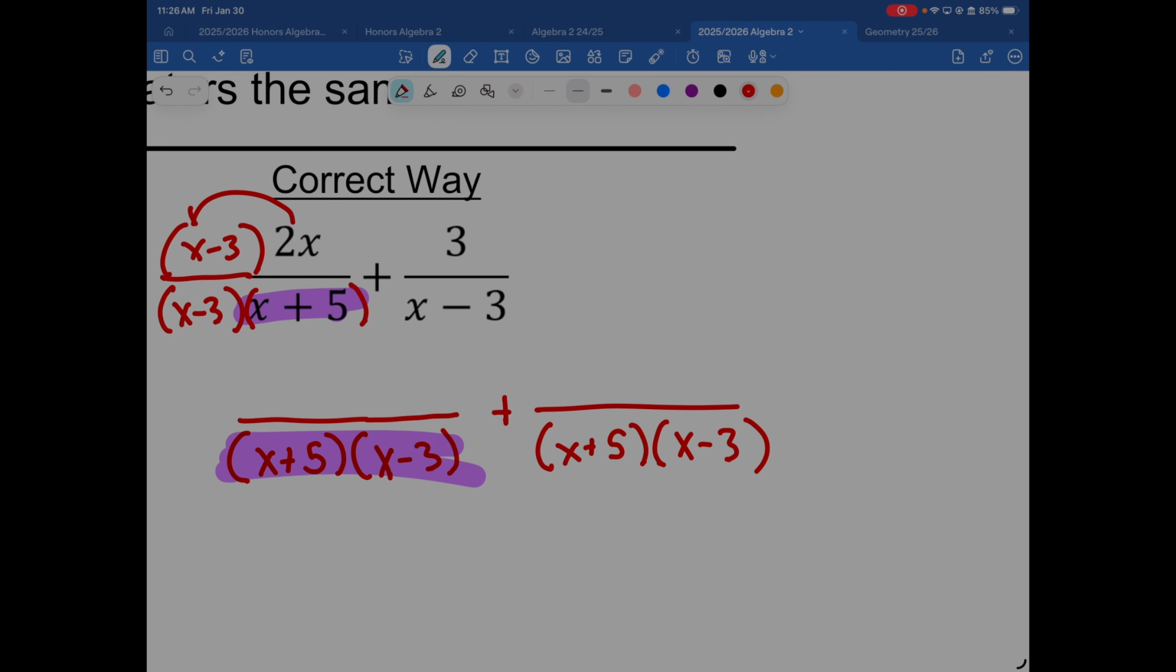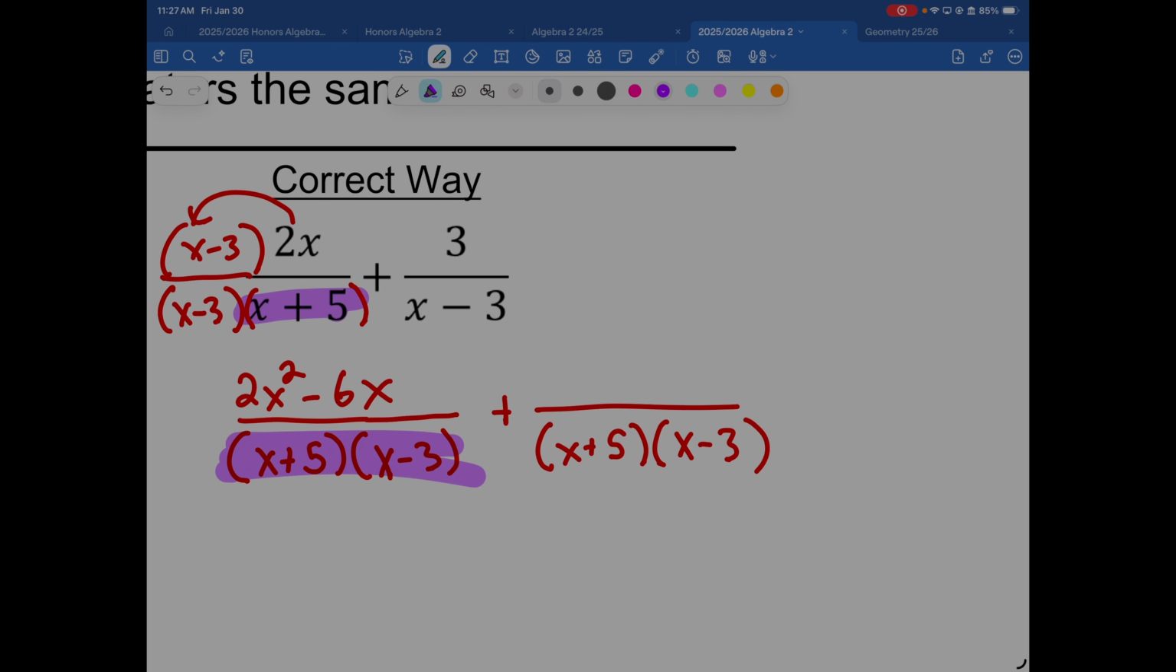Distribute. 2x times x is 2x squared. Minus 3 times 2x is 6x. So those two fractions or ratios are equivalent to each other.